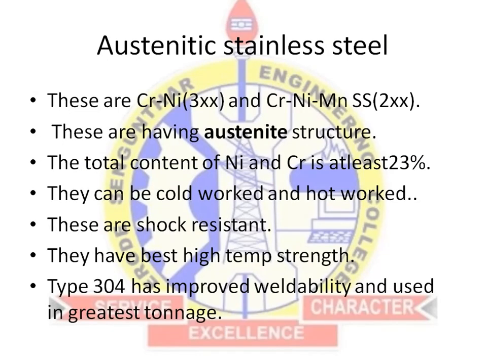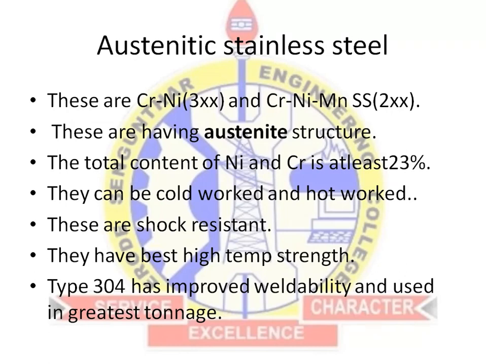These are chromium nickel steel or chromium nickel and manganese steel. These having austenitic structure, the total content of nickel and chromium is at least 23 percentage. So total composition must not be below 23 percentage. It can be used in cold working as well as hot working processes. These are shock resistant. They have the best higher temperature strength. Type 304 is improved for weldability, and it is used for greater tonnage.